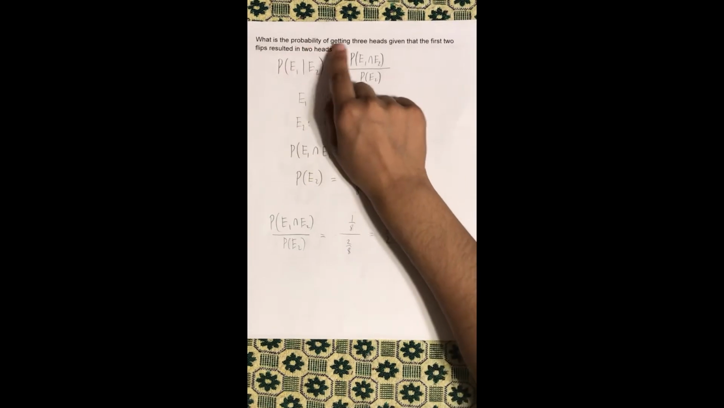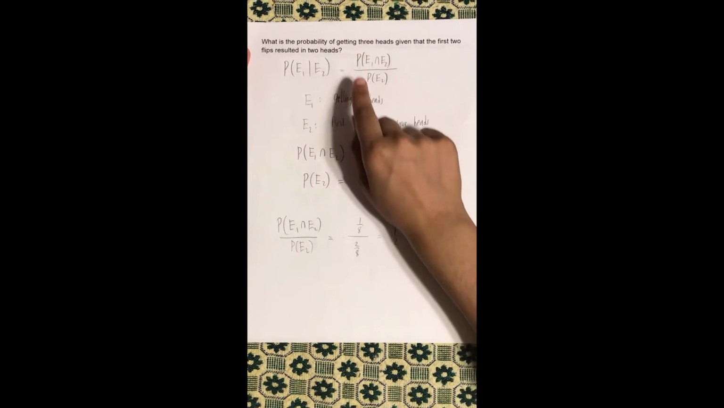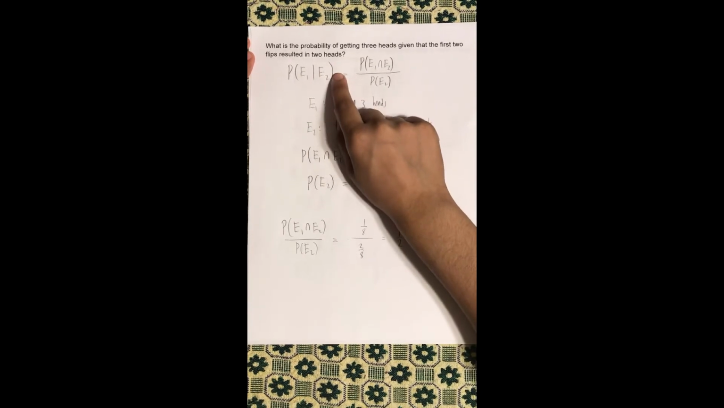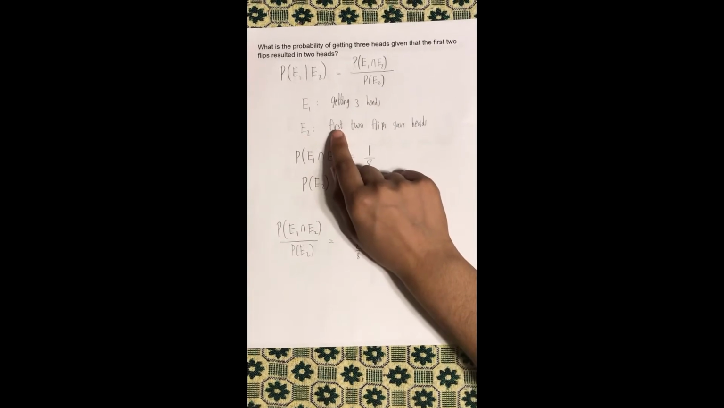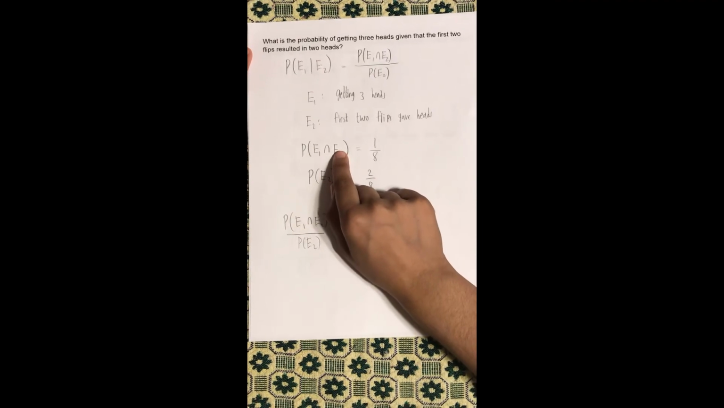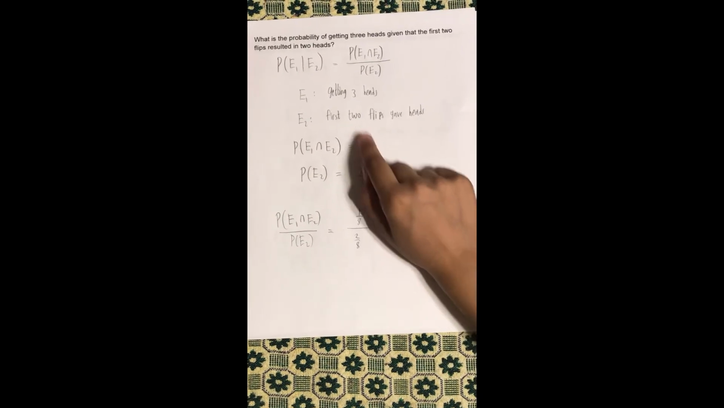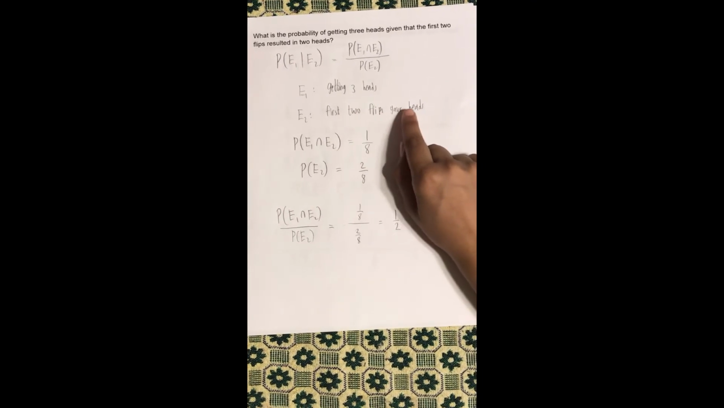What is the probability of getting 3 heads given that our first 2 flips resulted in 2 heads? Again, we use the conditional probability formula. Here, E1 is getting 3 heads, and E2 is that the first 2 flips gave us heads. P of E1 intersecting E2 is 1 over 8, because we're flipping a coin 3 times and we're getting 3 heads, all of them must be heads, so the first 2 flips must be heads.